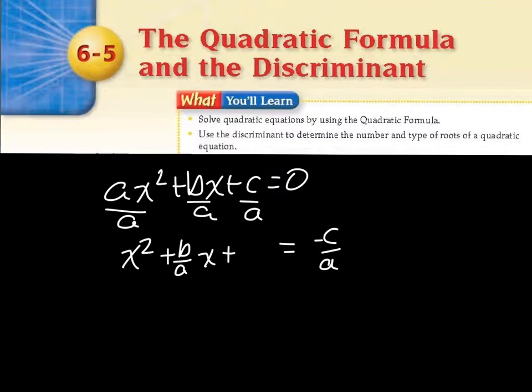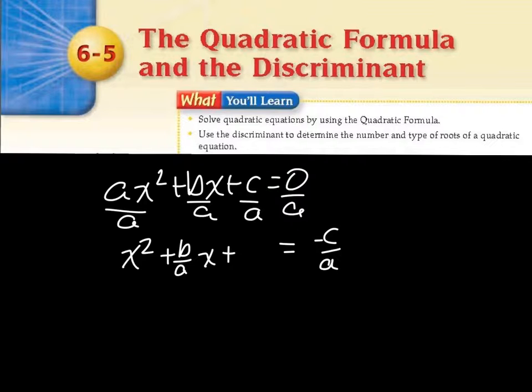So we have a basic quadratic in the form ax squared plus bx plus c equals 0. And when we do completing the square, we don't want a coefficient in front of our x squared other than 1, so I divided both sides by a and subtracted c over a from both sides.